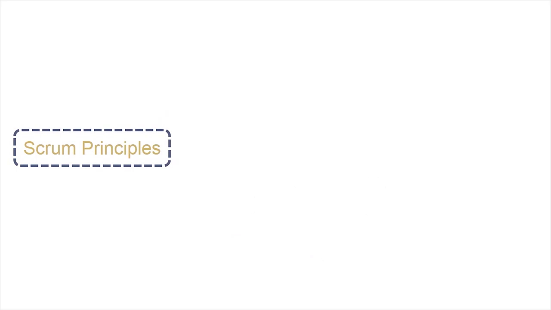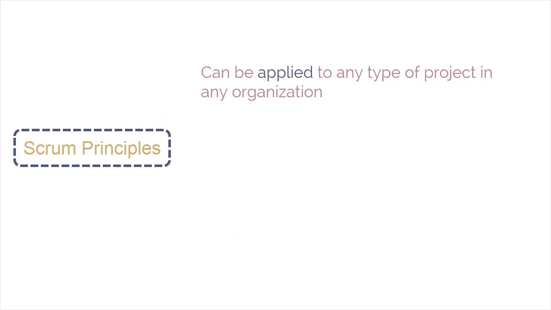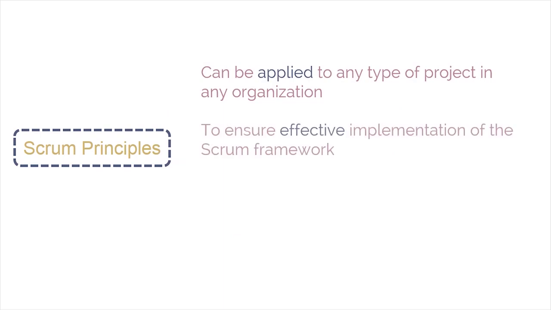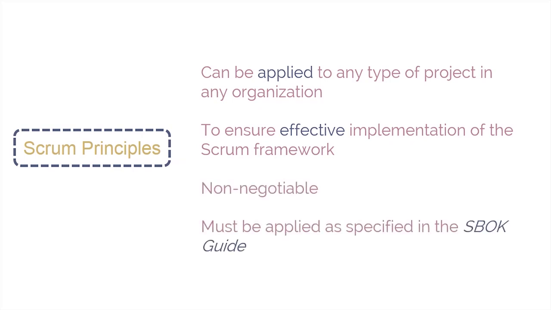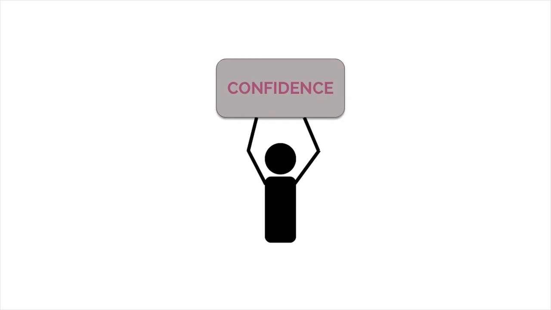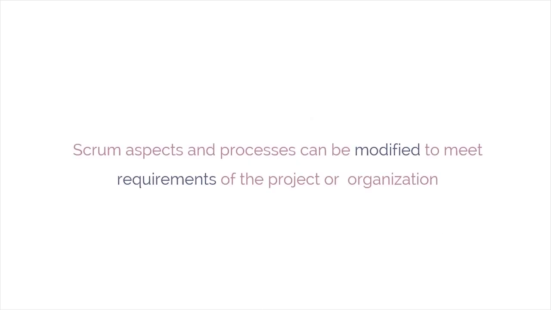Note that Scrum principles can be applied to any type of project in any organization and should always be followed in order to ensure effective implementation of the Scrum Framework. Scrum principles are non-negotiable and should be applied as specified in the SBOT Guide. Keeping the principles intact and using them appropriately instills confidence in the Scrum Framework with regard to attaining the objectives of the project. On the other hand, the Scrum aspects and processes can be modified to meet the requirements of the project or the organization.